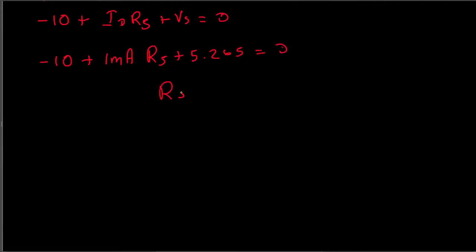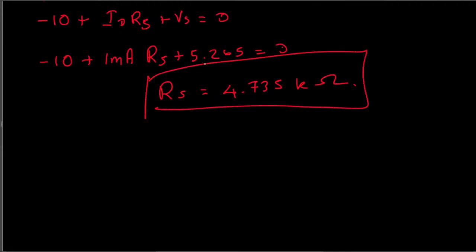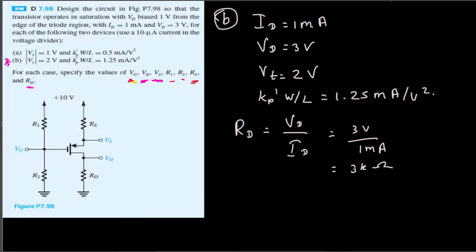So rearrange the equation and solve for RS. So this is going to be 10 minus 10 plus 5.265, and that's going to be a negative value, but if you bring it to the other side, it's going to turn into positive, and that divided by milli becomes a kilo. So if you solve this one, you will end up getting 4.735 kilo ohm resistance. Okay, and that is the final one. That is the last one we needed to find, and we found that one.